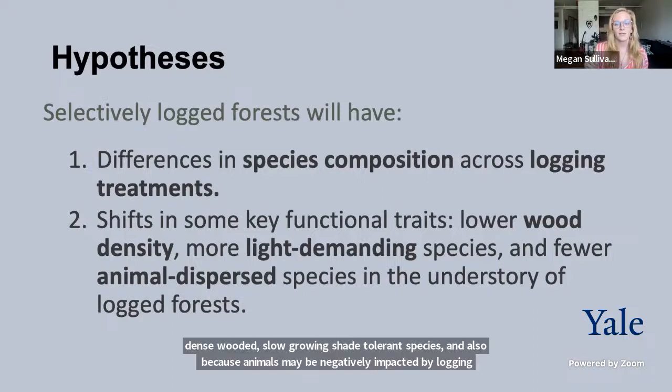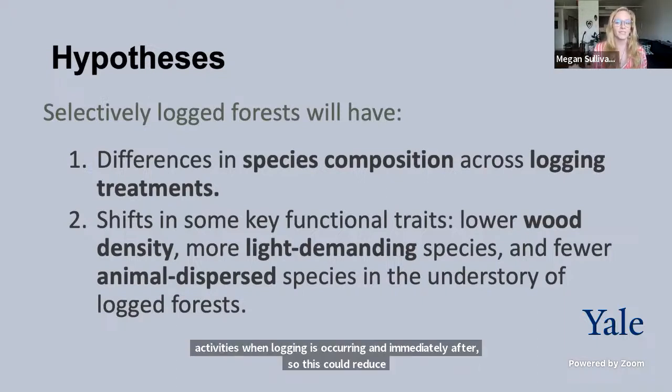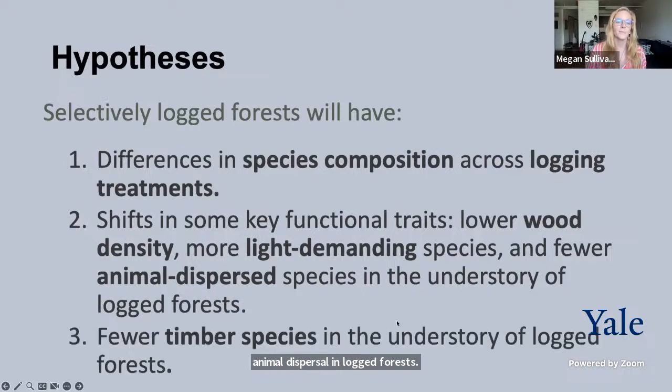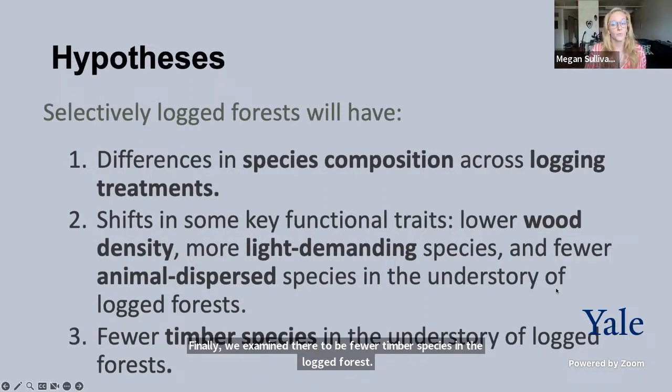And finally, we expected there to be fewer timber species in the logged forest understory. And we expected that this would be simply due to the removal of adult timber trees that acted as seed sources.